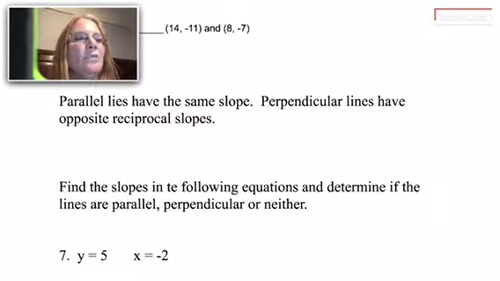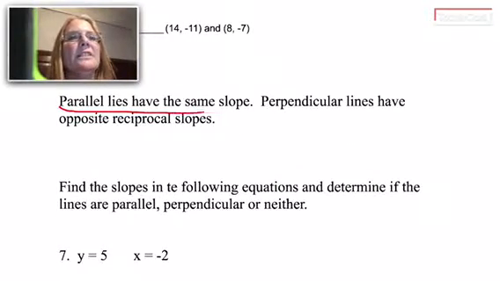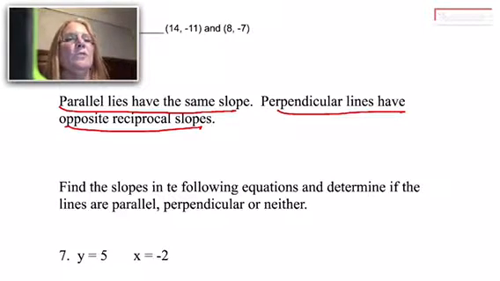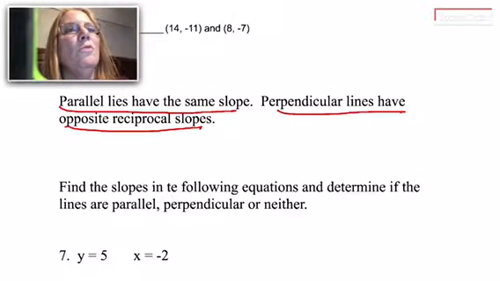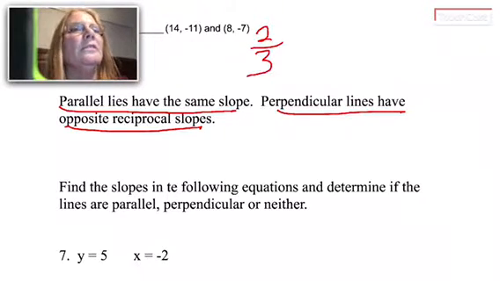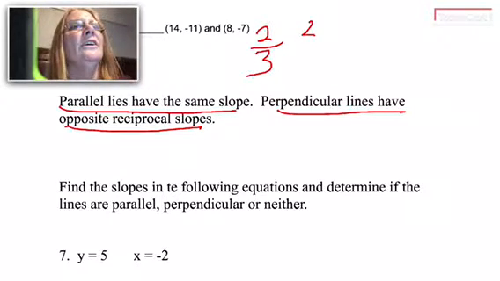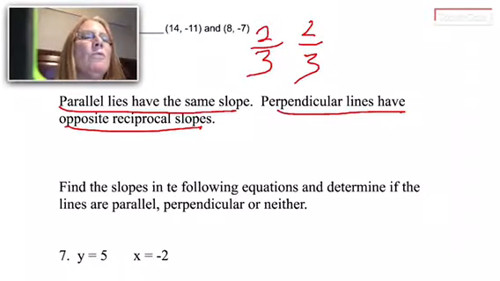Next, let's look at it a little differently, and again, we're going to use this idea: parallel lines have the same slope, and perpendicular lines have opposite reciprocals. So let's think of what an opposite reciprocal is. If the slope of one line was 2 over 3, what's the slope of a parallel line? It's also 2 over 3, because they're the same. But what would be the slope of a perpendicular line?